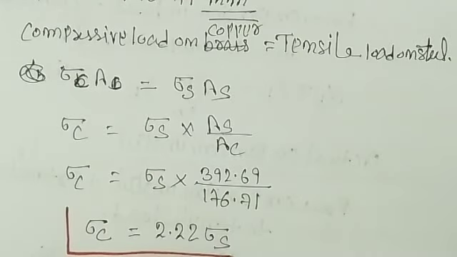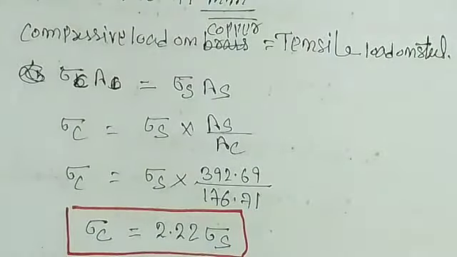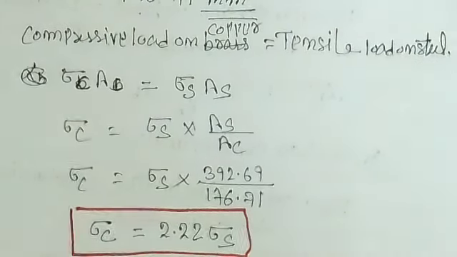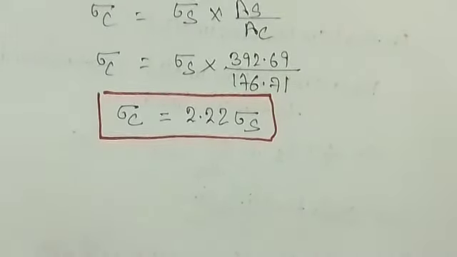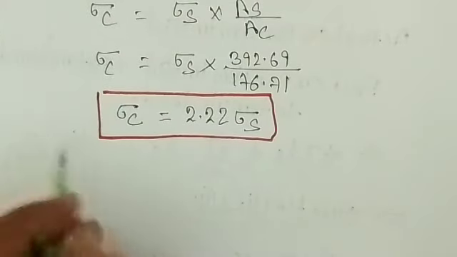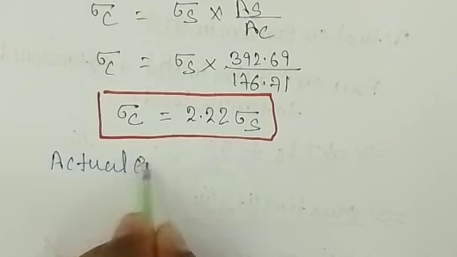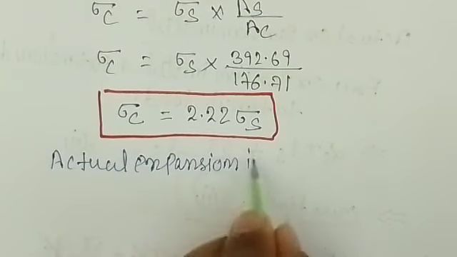Now what we have to do, we have to say the actual expansion of steel is equal to actual expansion of brass, right? So first of all I am finding the actual expansion of brass and actual expansion of steel, and then we can equate. Okay, so you can say here that next you have actual expansion in where?